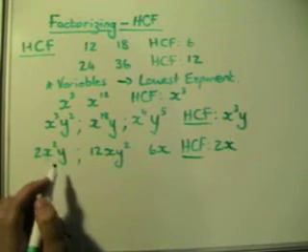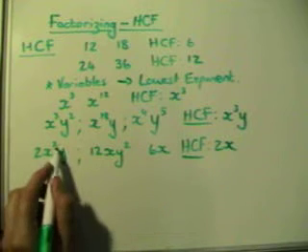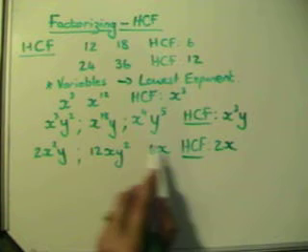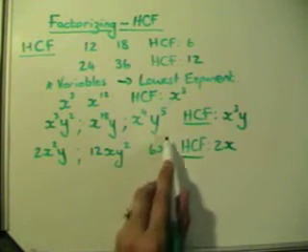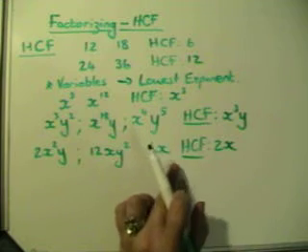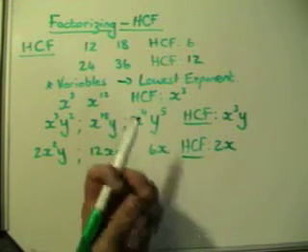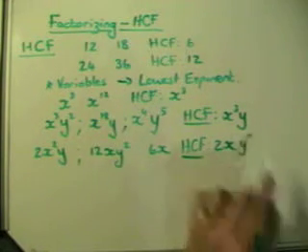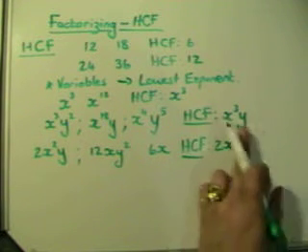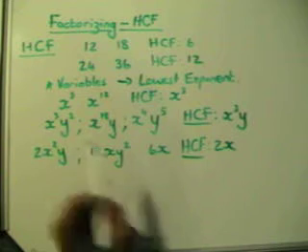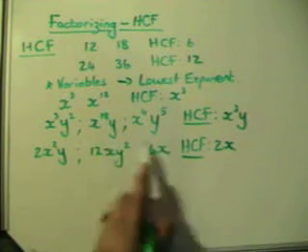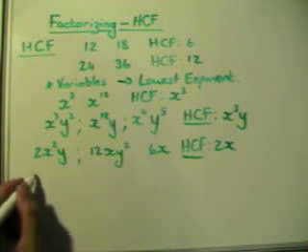And for the y's, carefully have a look at what happens here. This is an exponent of 1, this is an exponent of 2, and here where there's no y, this is an exponent of 0. So y to the power of 0, which is in fact 1, is then my highest common factor, which I don't need to write. And so the highest common factor of these three terms is 2x.